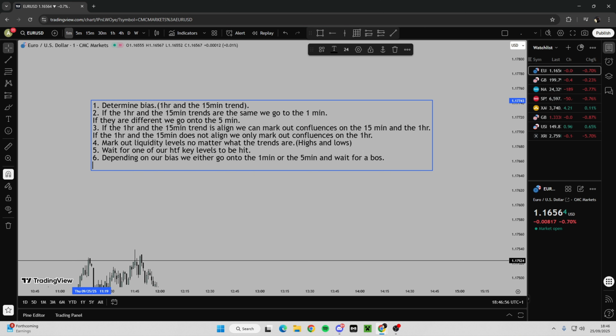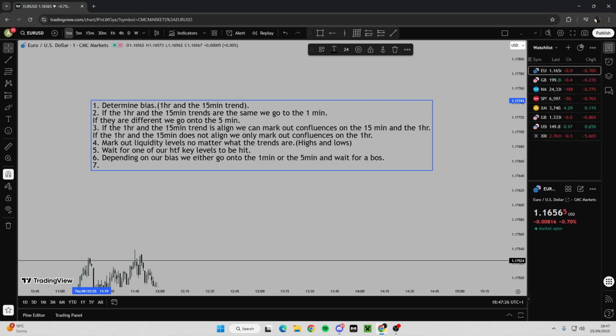Depending on our bias, we either go into the 1 minute or the 5 minute and wait for a break of structure. So if the 1 hour and the 15 minute are both in an uptrend or both in a downtrend, so they're both aligned, we go onto the 1 minute. If the 15 minute is in an uptrend and the 1 hour is in a downtrend, we go onto the 5 minute and wait for a break of structure. I think I've explained that pretty well, but hopefully you guys understand.